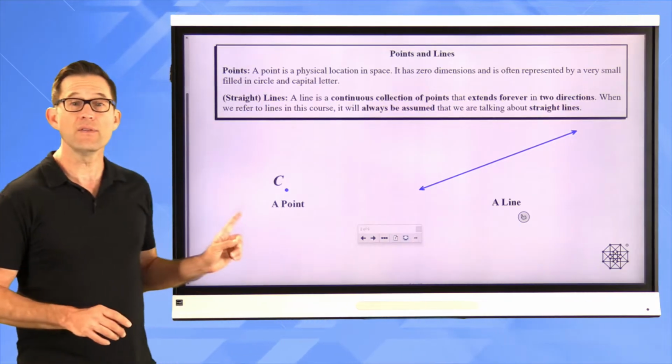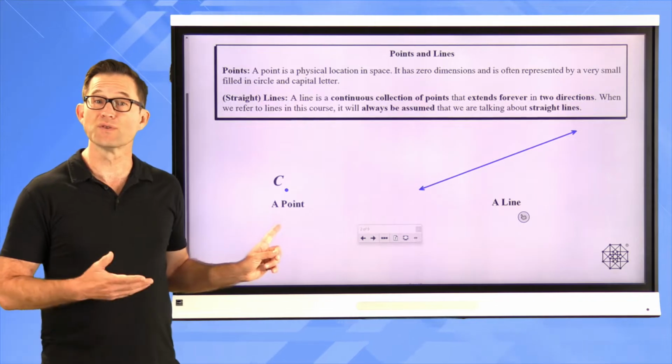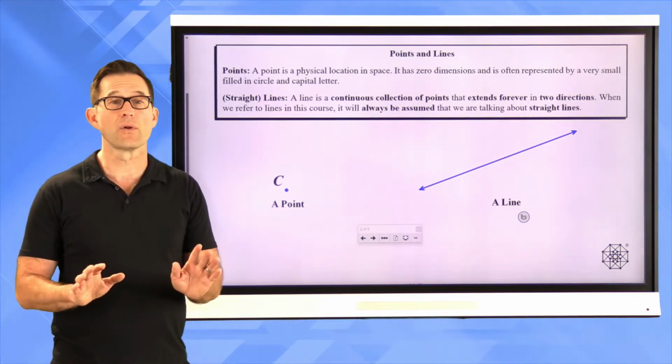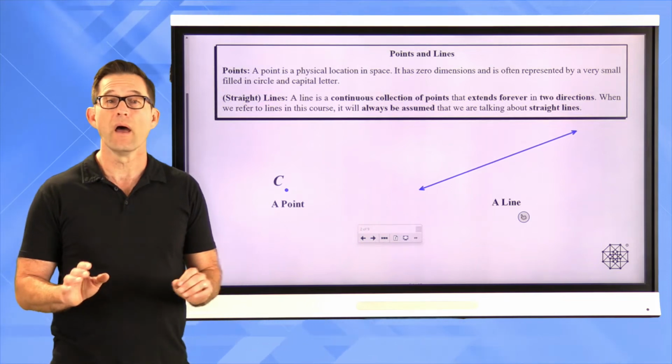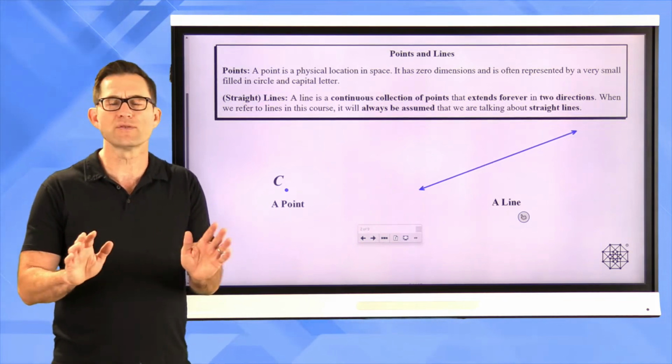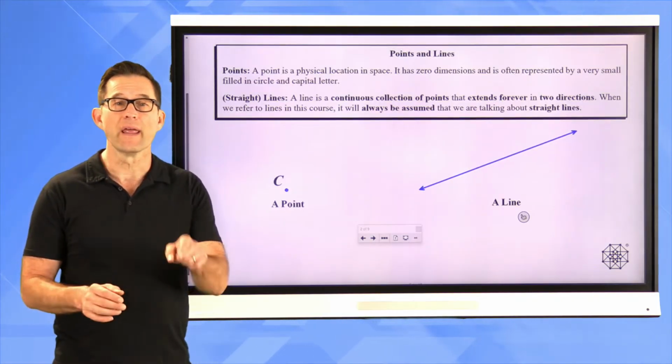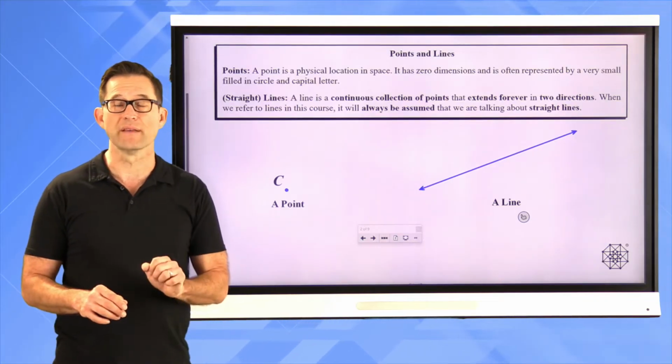Now again, even though you've got something like this, which is a point, I want to be very clear about something. A point and a circle aren't the same thing, all right? A point has no dimensions whatsoever. It's smaller than an atom, smaller than an electron. It's literally a point in space.